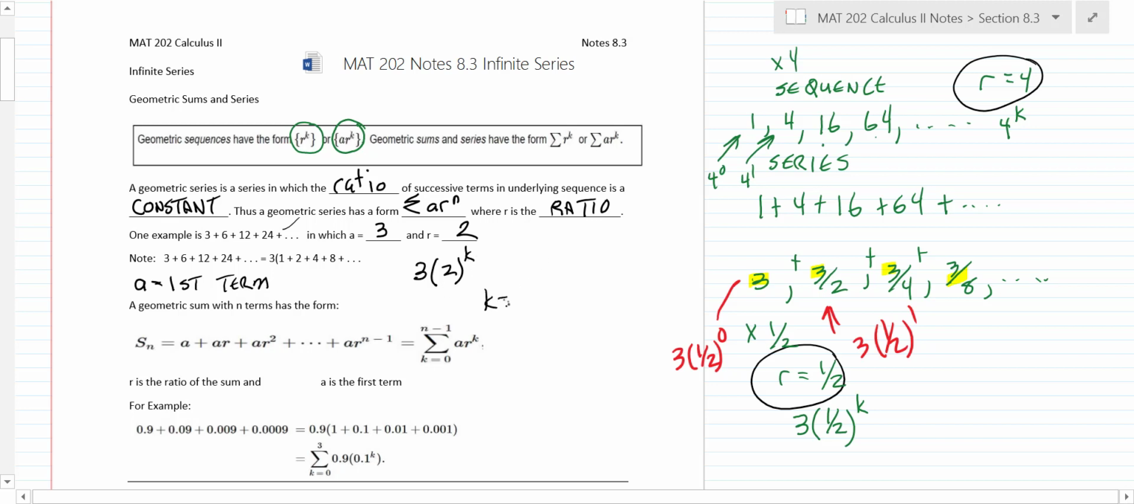If K is 0, what's 2 to the 0? 2 to the 0 is 1. 1 times 3 is 3, right? If K is 1, then you have 2 to the first, which is 2, times 3 is 6. You guys see how that works?